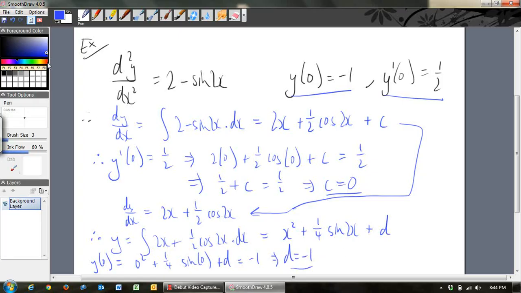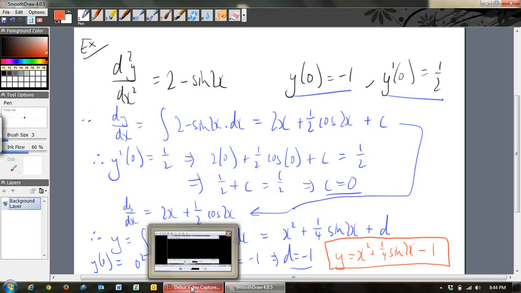Therefore, I'll do it in red. Our solution is y is equal to x squared plus 1/4 sine 2x, and d is equal to -1, so plus d, minus 1. That is your particular solution there. Okay, and that's how to solve those simple differential equations. They're simple ones. We're going to get to some more complicated ones in a bit.